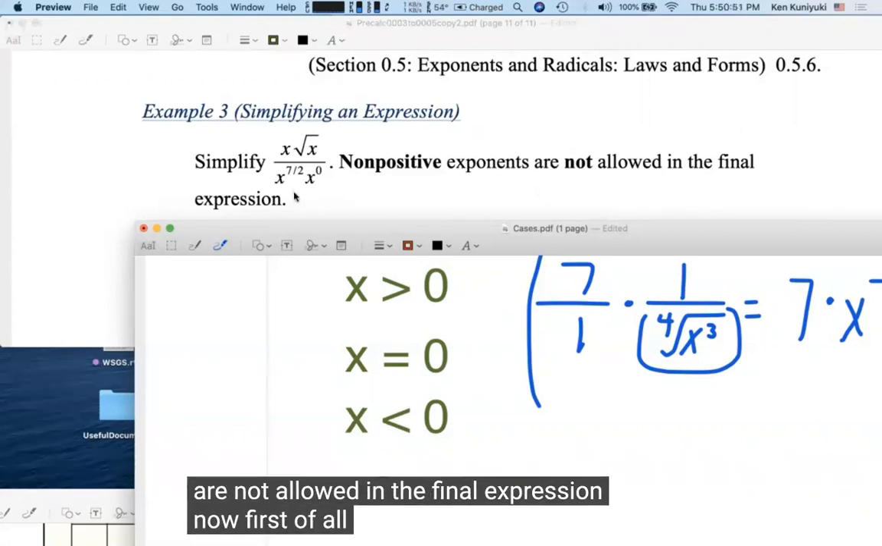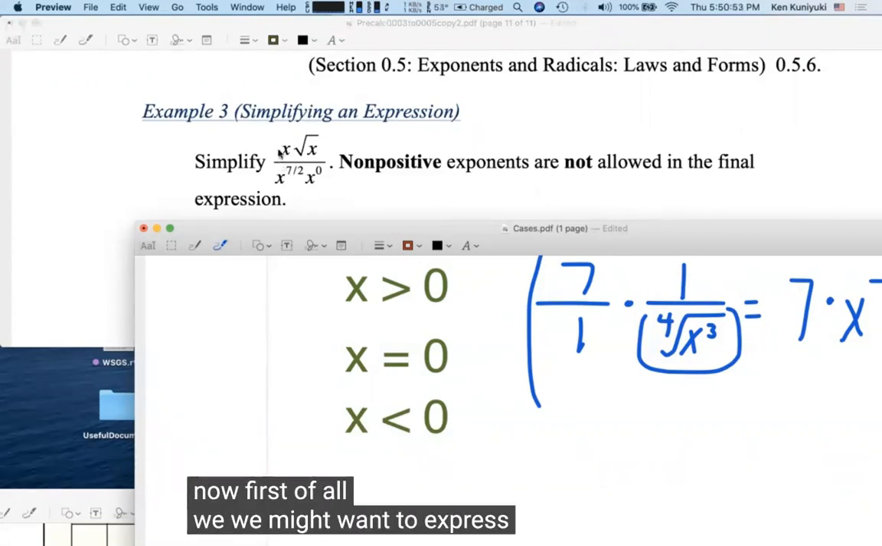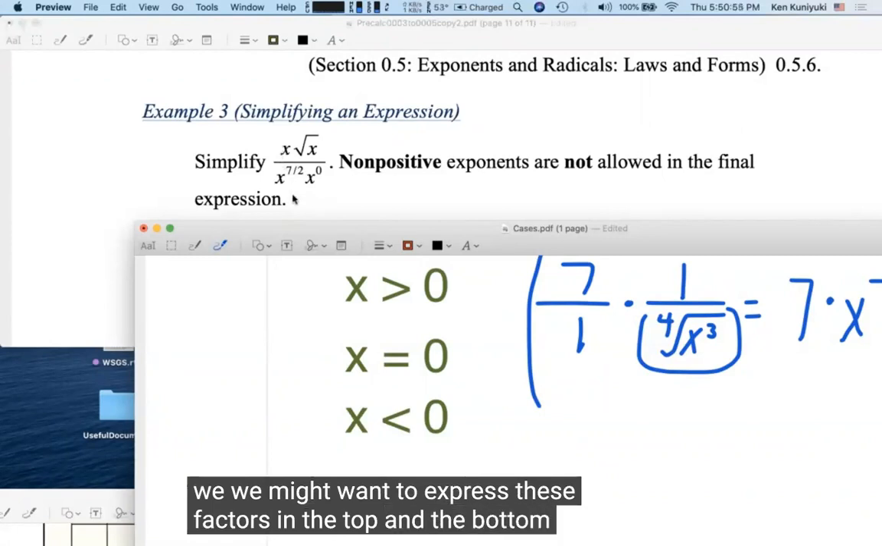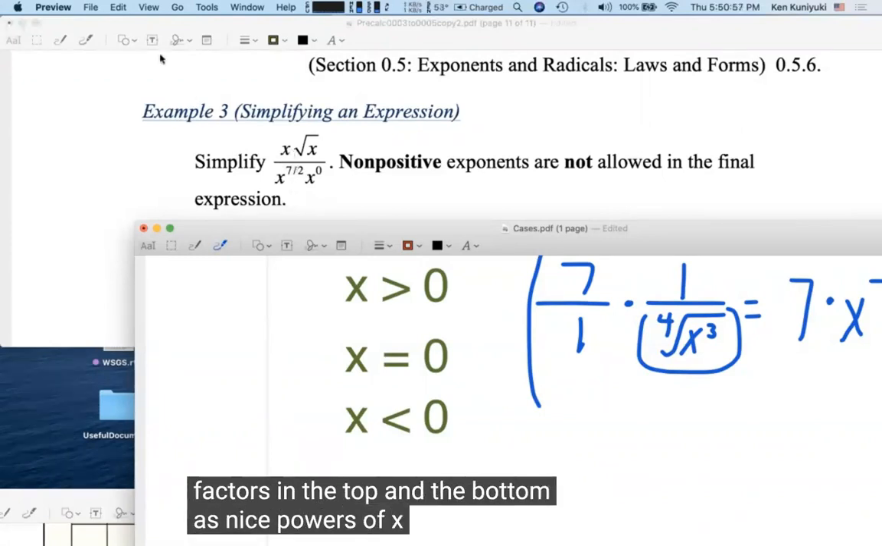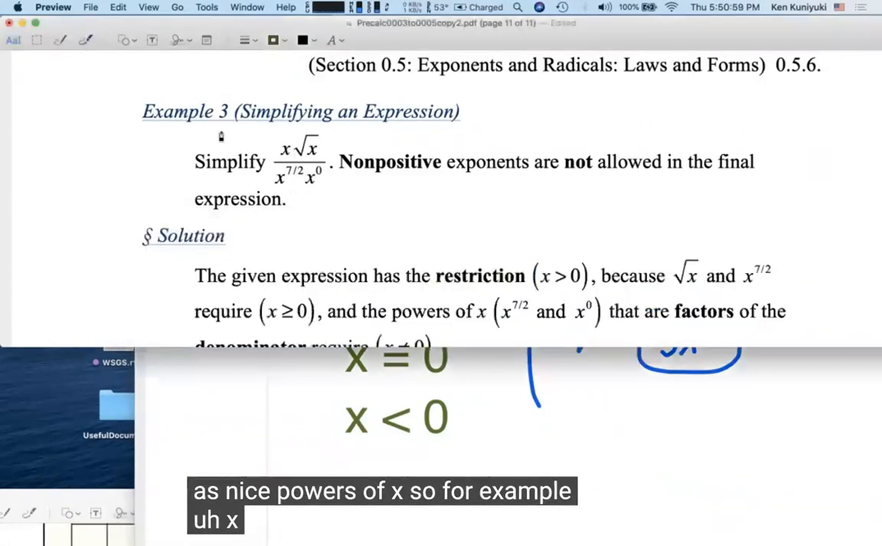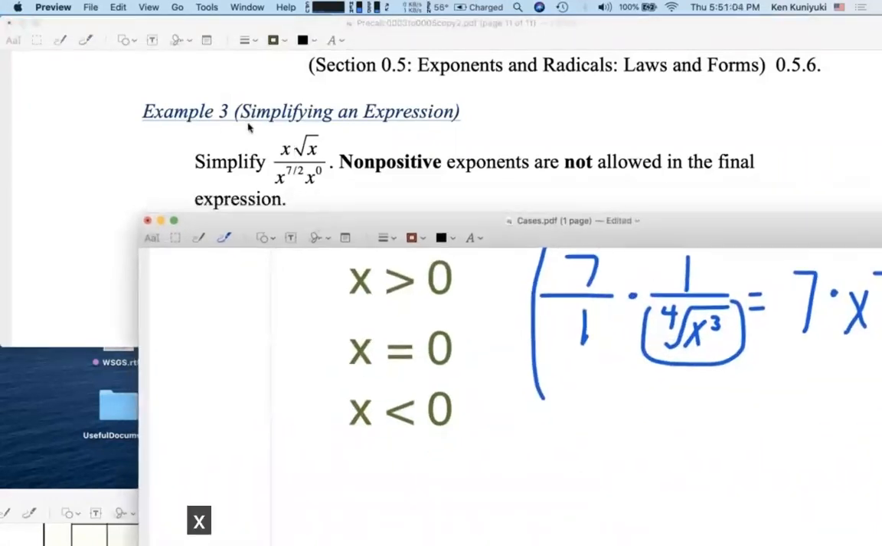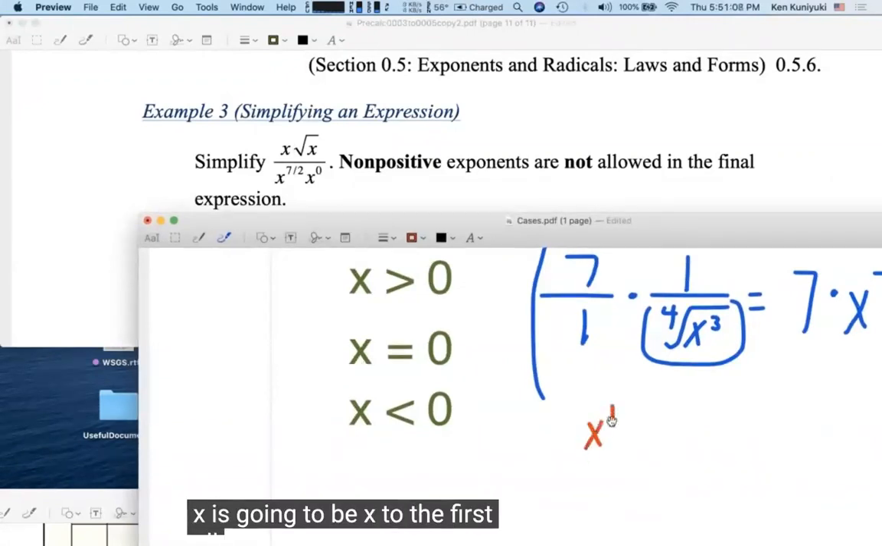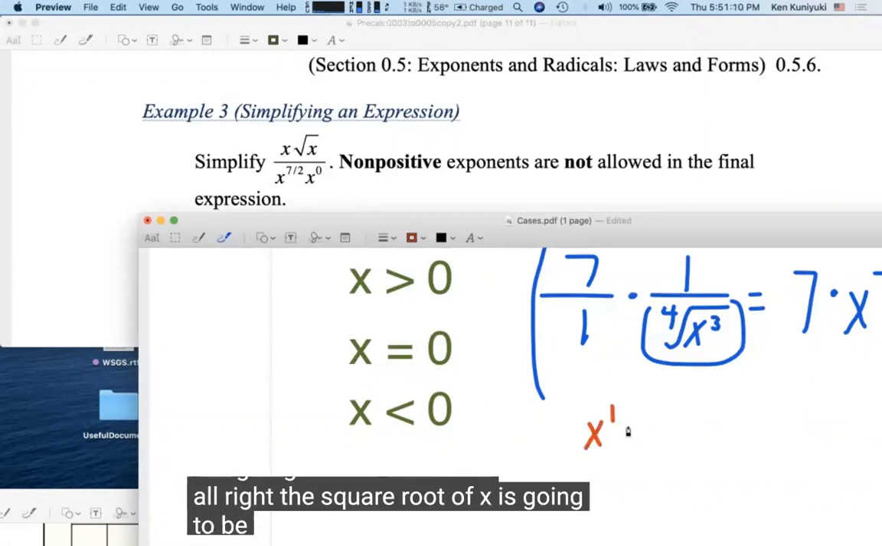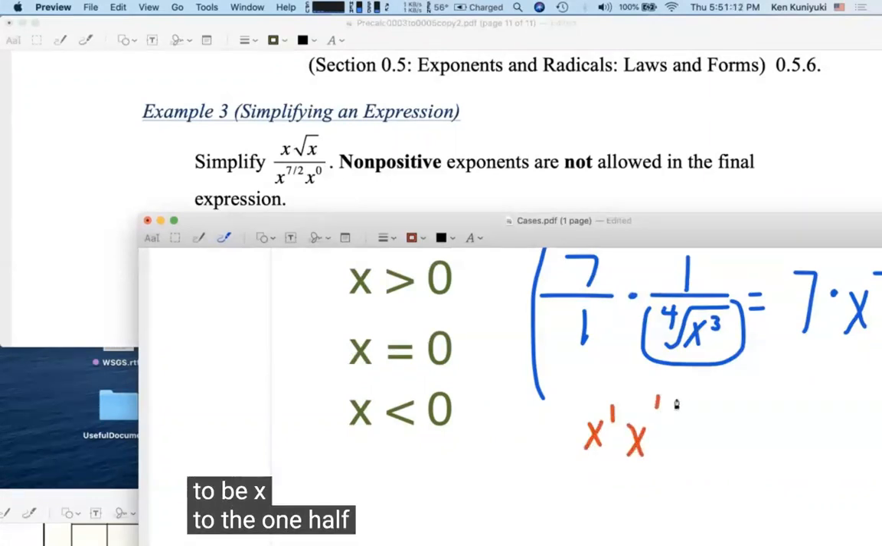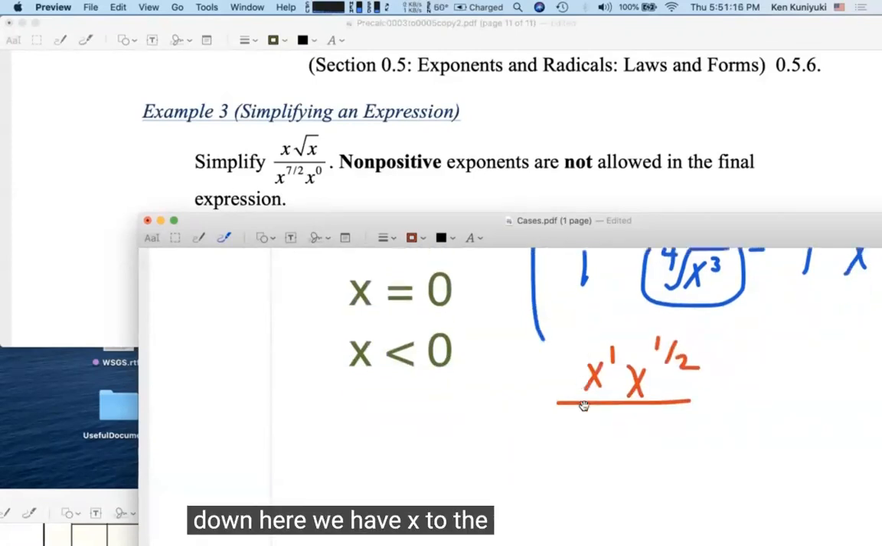Now, first of all, we might want to express these factors in the top and the bottom as nice powers of x. So for example, x is going to be x to the first. The square root of x is going to be x to the 1/2. Down here, we have x to the 7/2.